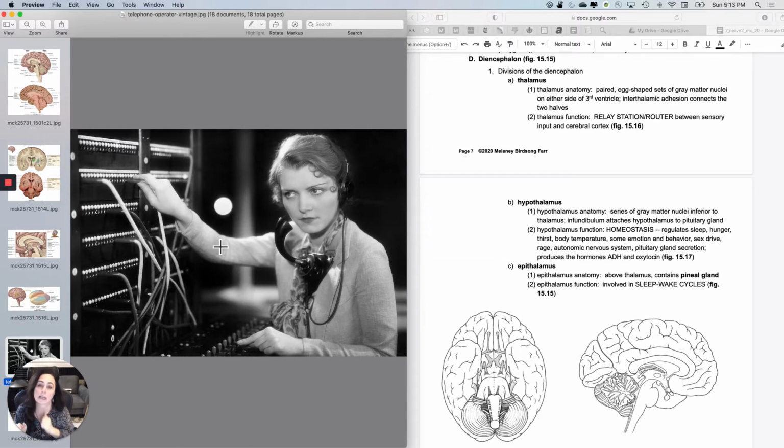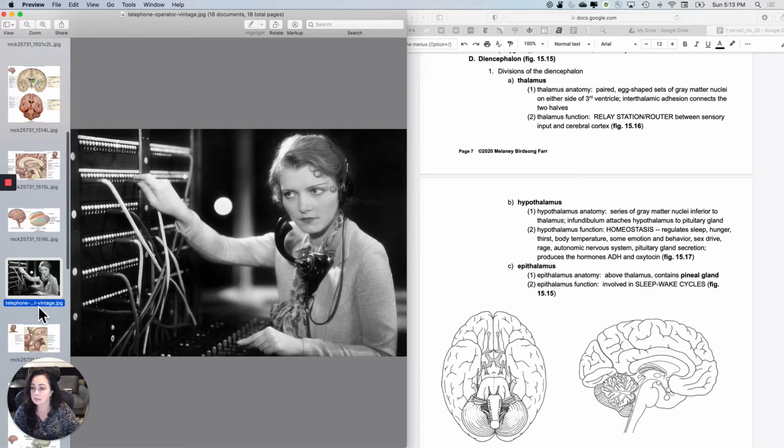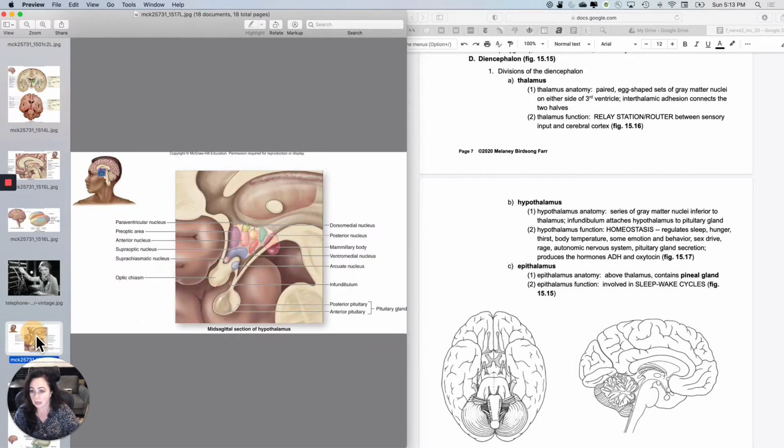So I want her name to be Thalamus. Her name is Thalamus because she's like, I know what you want. That's the sensory information. I'm going to send it to the brain. So it's the relay station or the router between the sensory input that you're taking in and the right place in the cerebral cortex. Okay, so now the hypothalamus is below the thalamus, and it's the beak part of the chicken. And you can see the hypothalamus is actually a lot more complicated than we're going to look at as well.